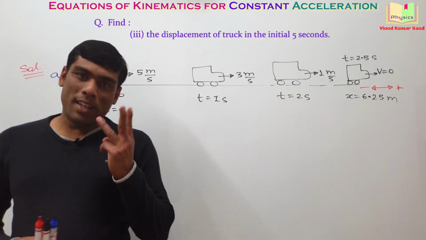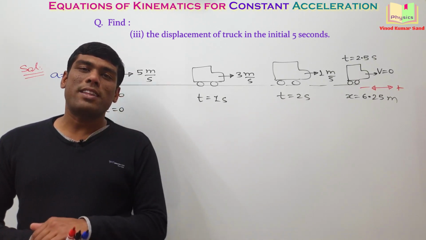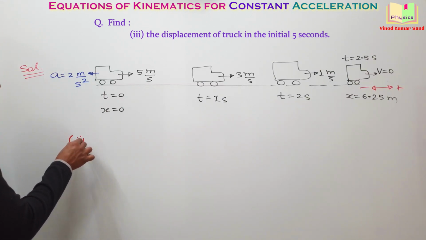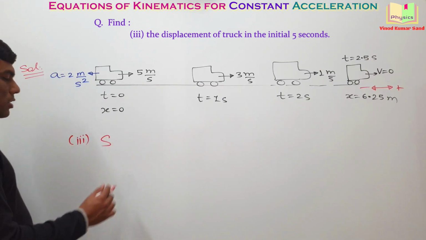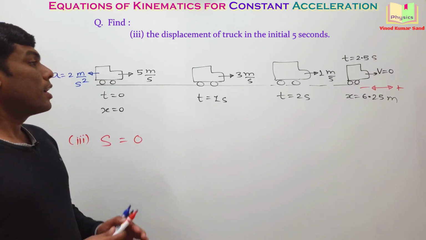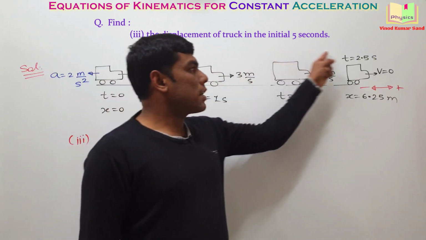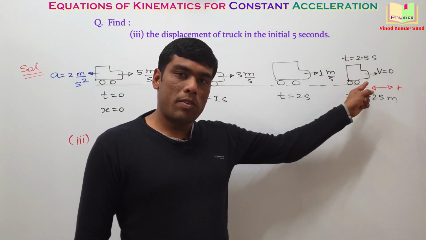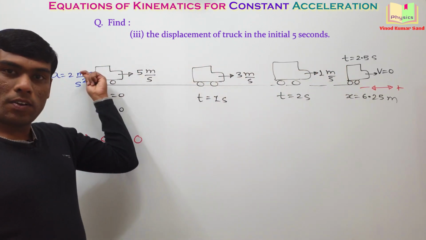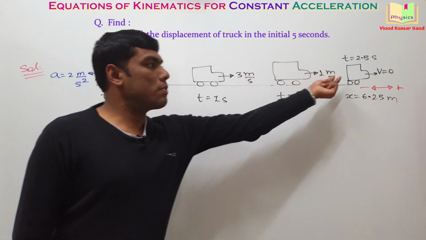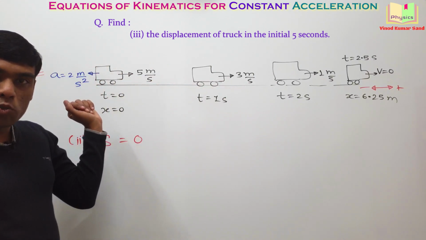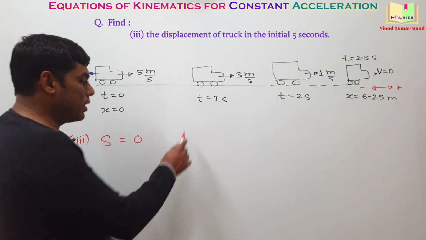Now let's talk about the third part of the question, the displacement in the initial 5 seconds. The answer to the third part can be directly written: displacement will come out to be 0. Why? In the initial 2.5 seconds, it reaches here and stops momentarily. And since acceleration is constant, it will go back. And then in the next 2.5 seconds, it will reach back here. So the displacement will become 0.